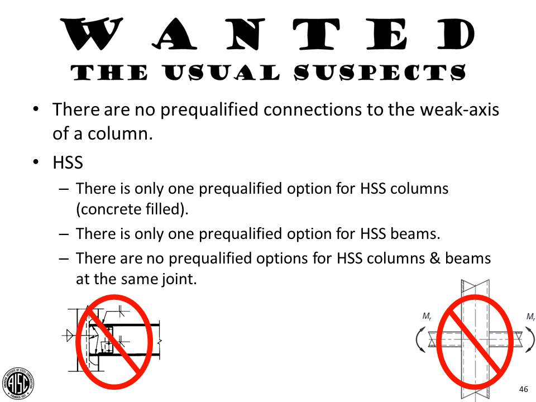Another area we get a lot of questions about, a lot of problems, is with HSS. Your options are fairly limited with HSS in terms of pre-qualified connections. There's only one pre-qualified option for HSS columns, and those columns need to be concrete filled. There's only one pre-qualified option for HSS beams, and there are no pre-qualified options for HSS columns and beams used together at the same joint. So that's something that's often missed.